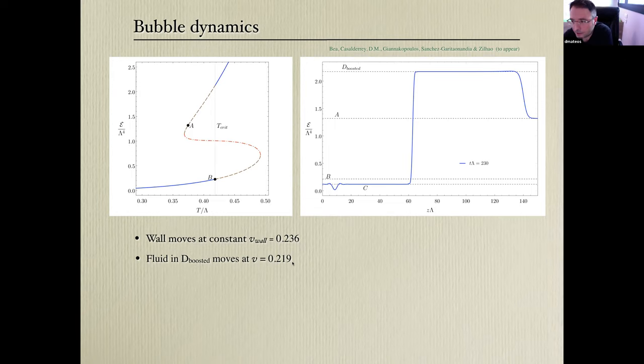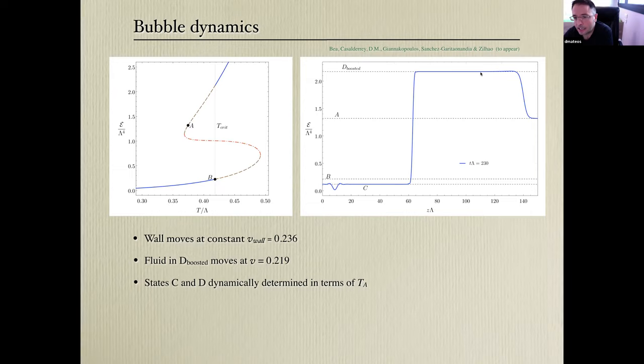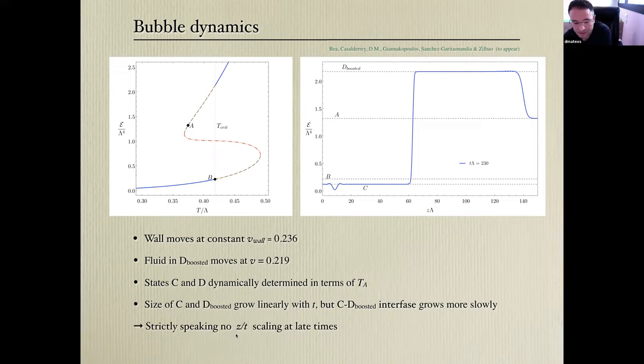Now these states C and D are dynamically determined in terms of the initial nucleation temperature. They don't depend on where B that you started with is, as I will show you in a second. Now the size of this region inside the bubble and the size of this region in front of the bubble both grow linearly in time. However, the interface between this region and A grows a little more slowly than linearly in time. And the reason I'm saying that is just to point out that strictly speaking, even at very late times, the system is not only described by a function of Z over T, because different regions grow with different powers of T.